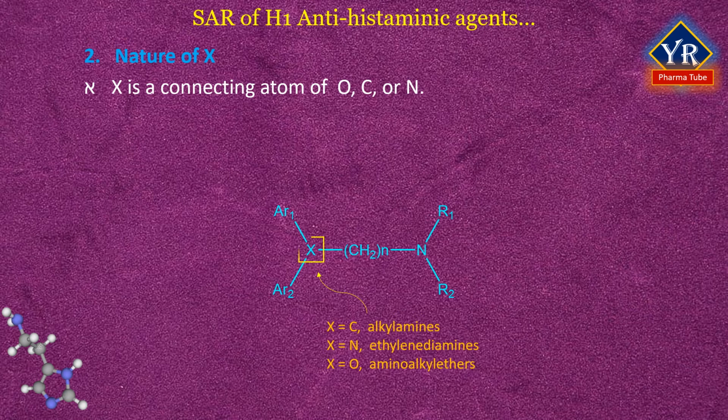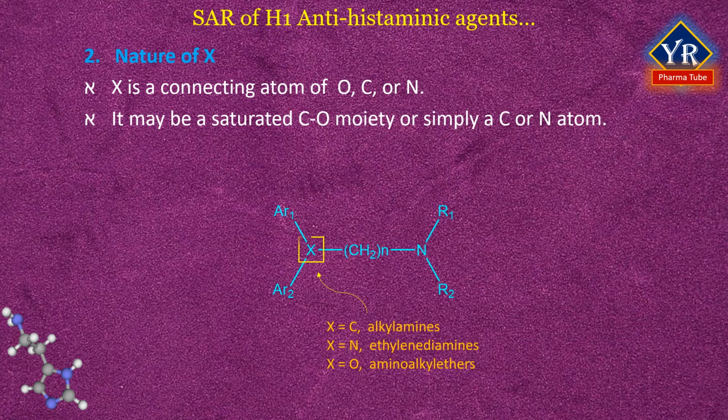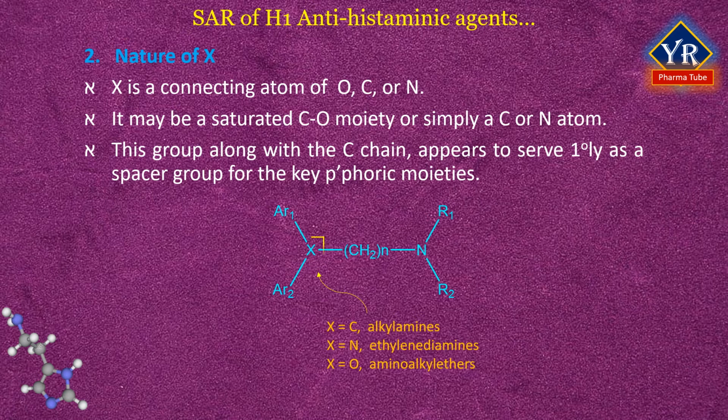The X connecting moiety of typical H1 antagonists may be a saturated CO moiety or simply a carbon or nitrogen atom. This group along with the carbon chain appears to serve primarily as a spacer group for the key pharmacophoric moieties.